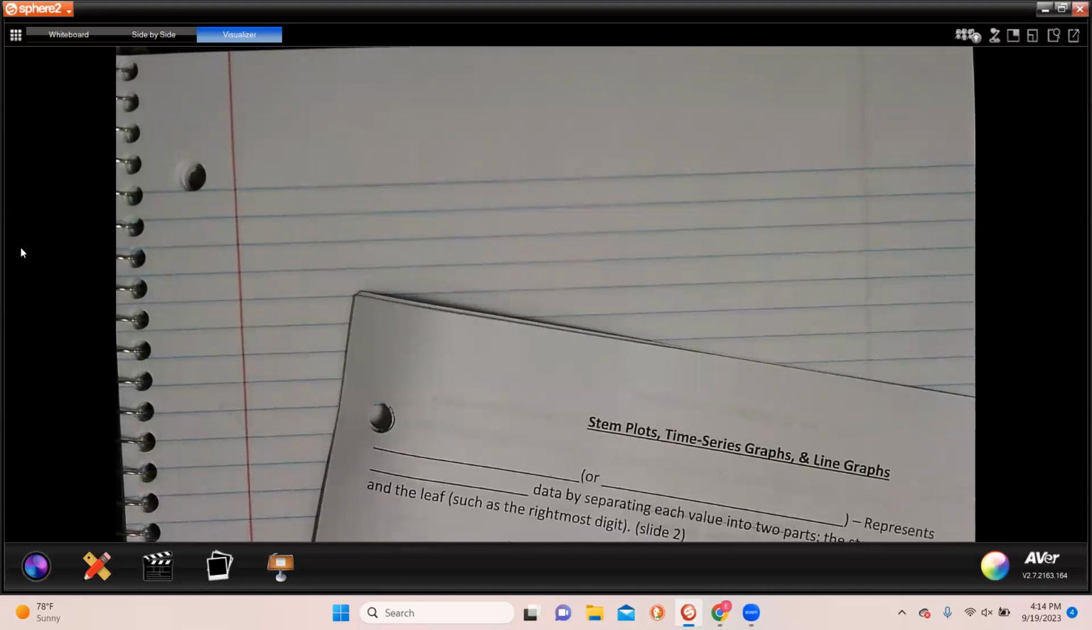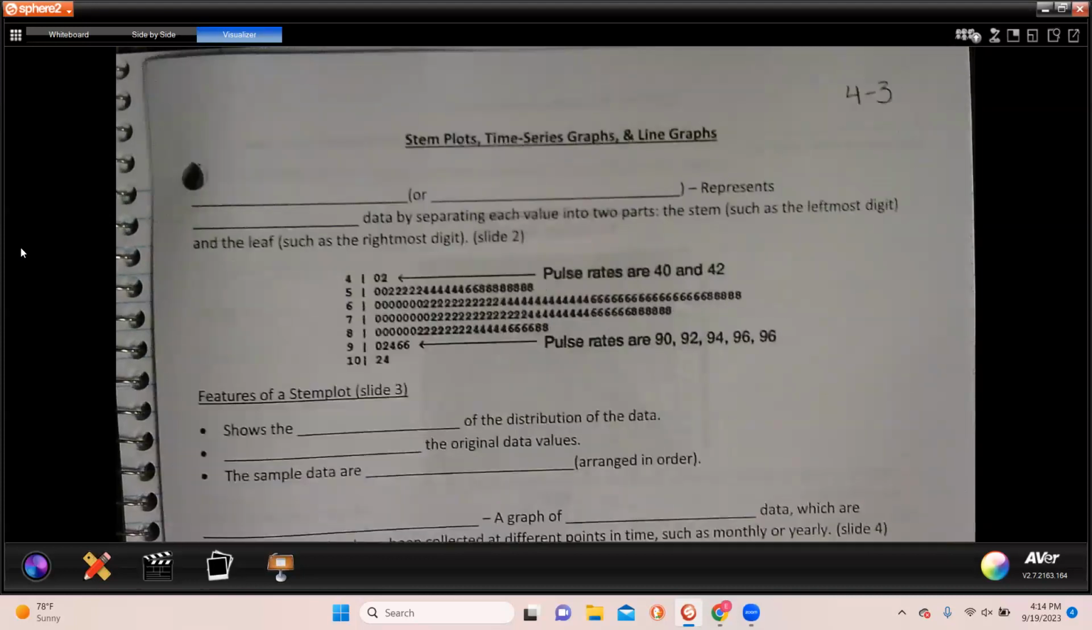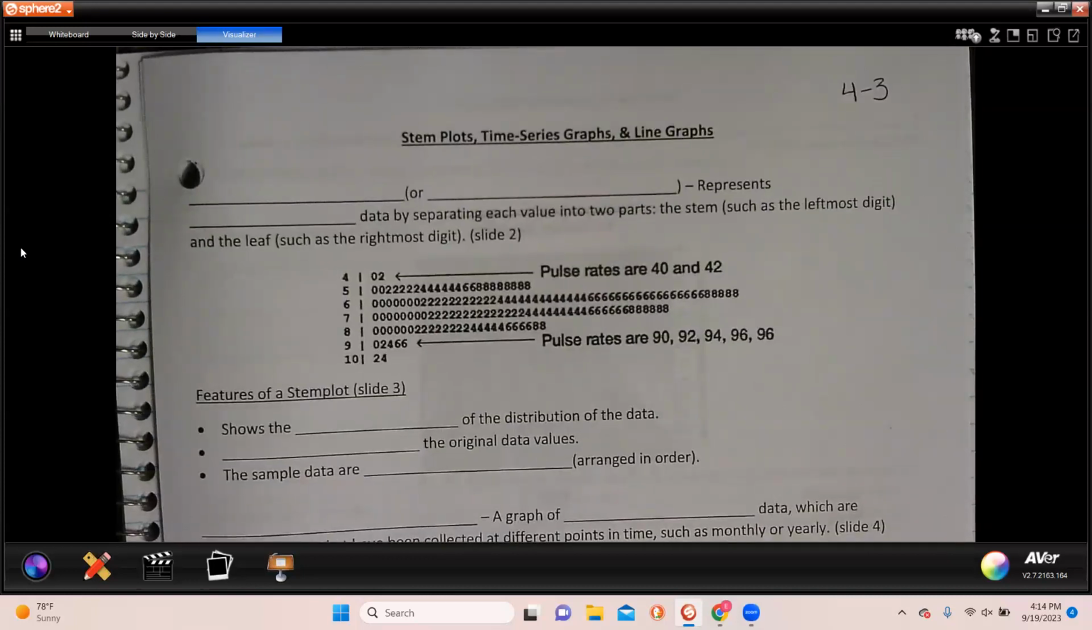All right, what am I on? All right, 4.3 is what's next. This is stem plots, time series graphs, and line graphs.